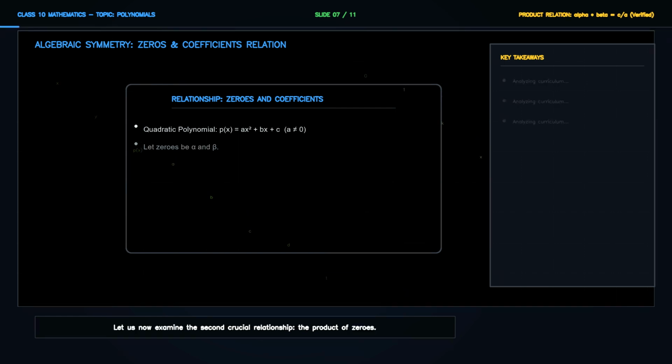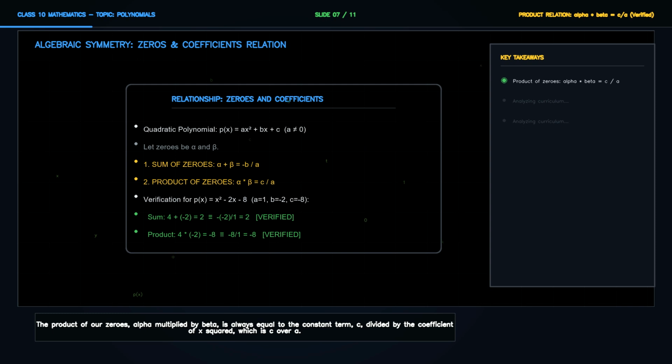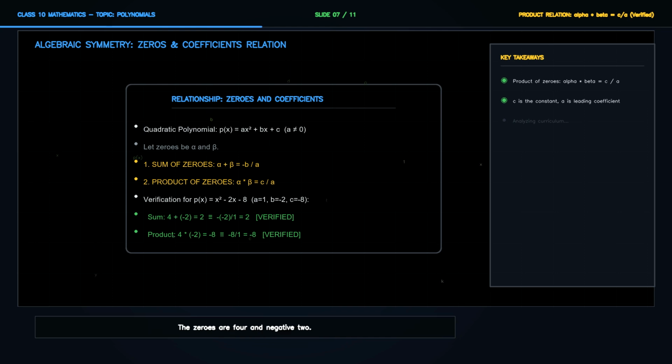Let us now examine the second crucial relationship, the product of zeros. The product of our zeros, alpha multiplied by beta, is always equal to the constant term, c, divided by the coefficient of x squared, which is c over a. Let us verify this relationship algebraically for the same polynomial, x squared minus 2x minus 8, where the constant term c is negative 8 and the leading coefficient a is 1.